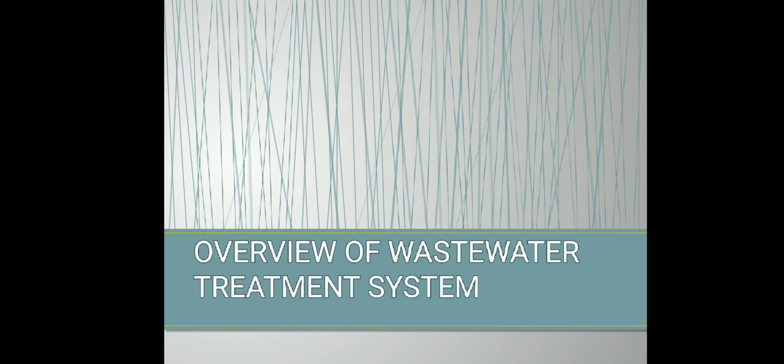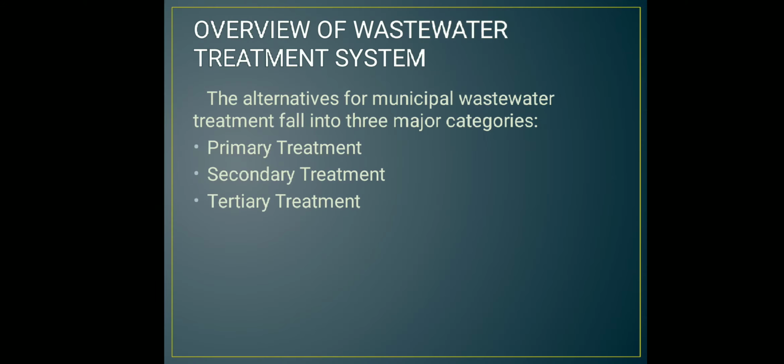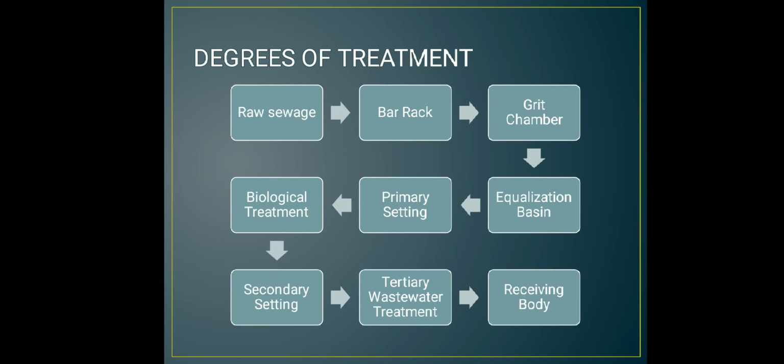Overview of wastewater treatment system. The alternatives for municipal wastewater treatment fall into three major categories: primary treatment, secondary treatment, and tertiary treatment. These are the degrees of treatment. First is the raw sewage, which falls into bar rack, grit chamber, equalization basin, primary settling, biological treatment, secondary settling, tertiary wastewater treatment, and then falls into the receiving body.